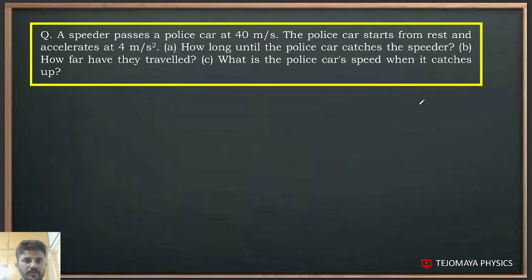Okay, next question. Here we have a speeder passes a police car at 40 meter per second. Let's consider here we have a police car. And here I have a speeder car.